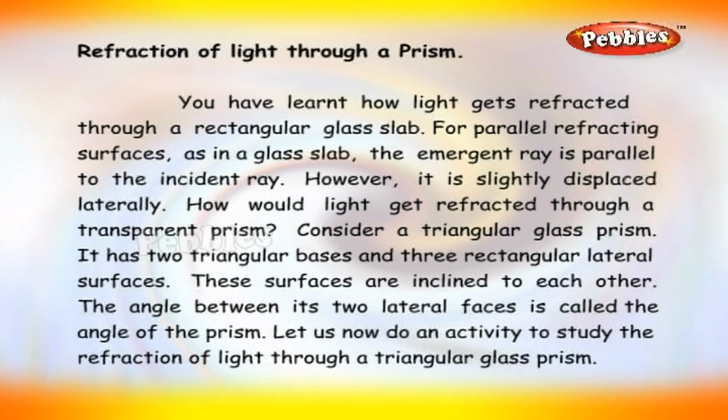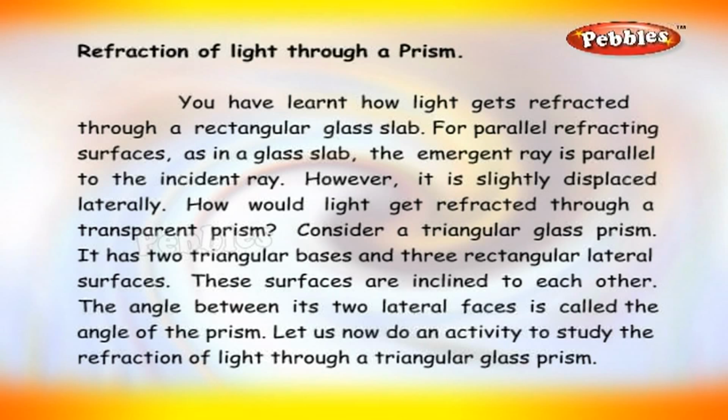You have learnt how light gets refracted through a rectangular glass slab. For parallel refracting surfaces, as in a glass slab, the emergent ray is parallel to the incident ray. However, it is slightly displaced laterally. How would light get refracted through a transparent prism?